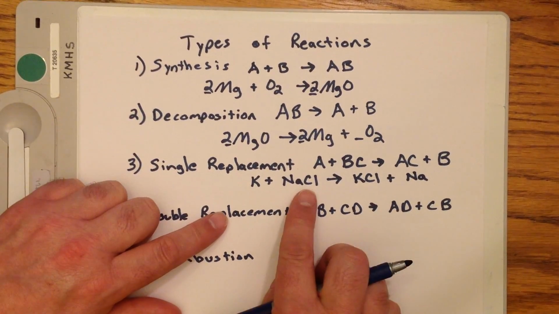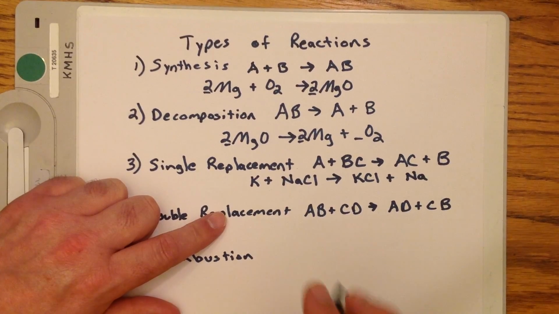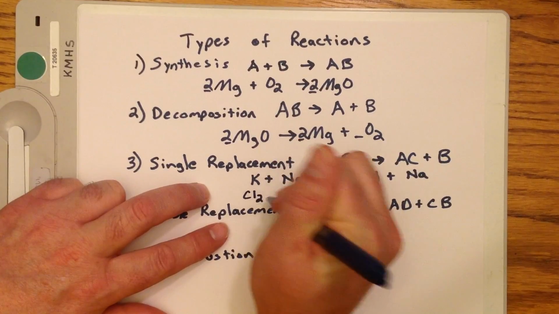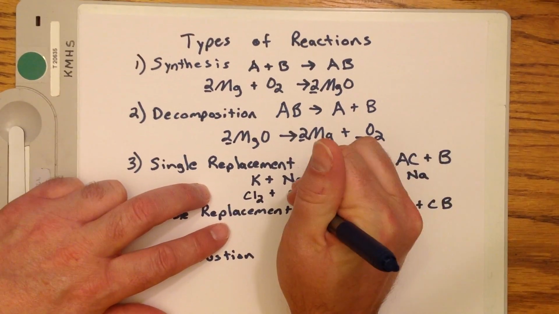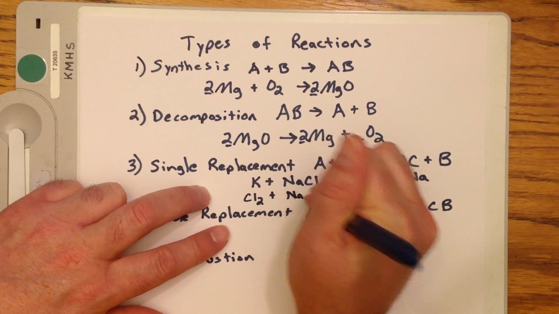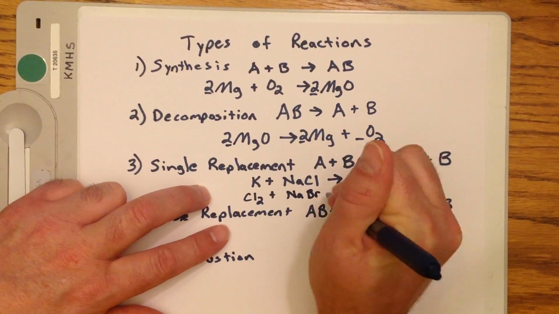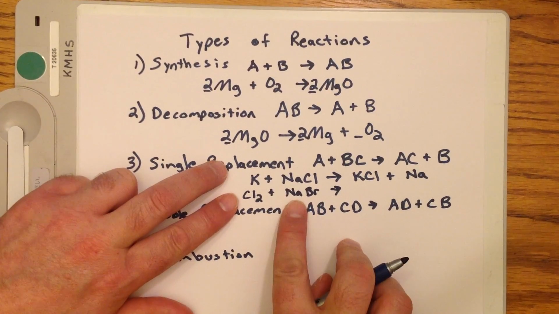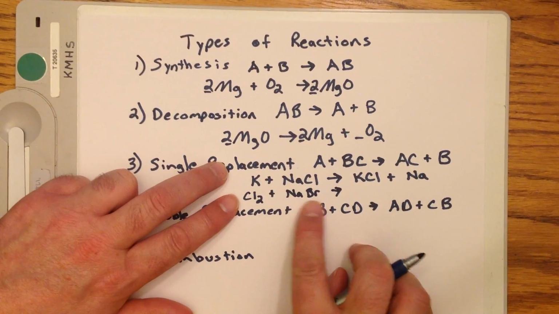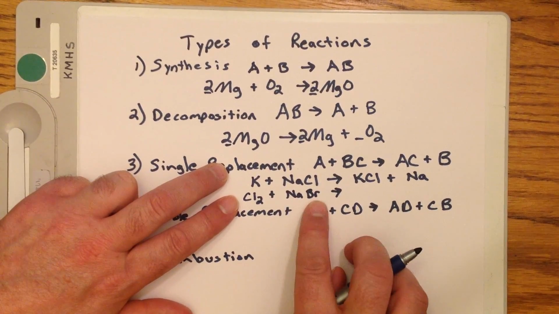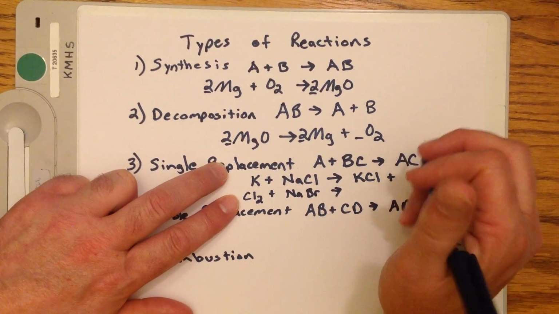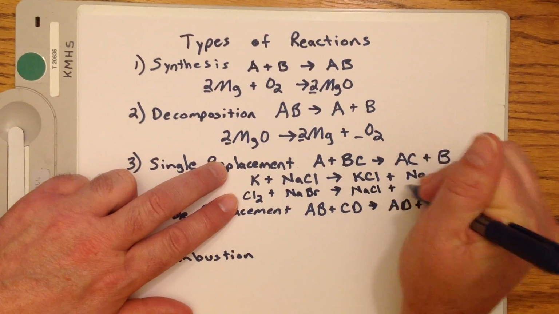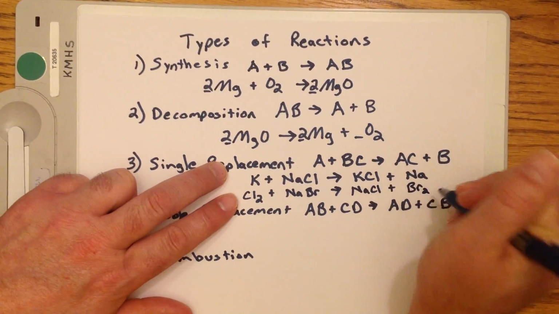Let's try another one using the second element. So let's pretend we have some chlorine gas. And we're going to use sodium bromide. So here, which one will Cl knock out? It's a non-metal. It's not going to knock out the metal. It's going to knock out the non-metal. So here you're going to have sodium chloride plus bromine gas.